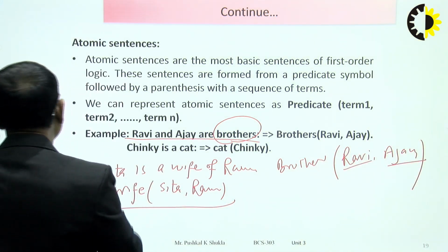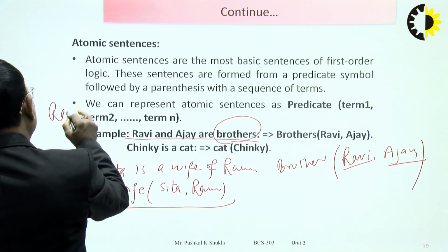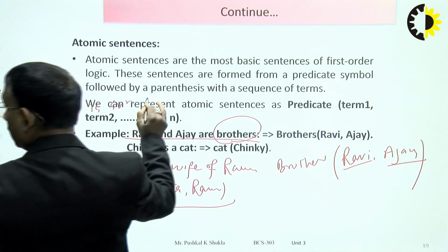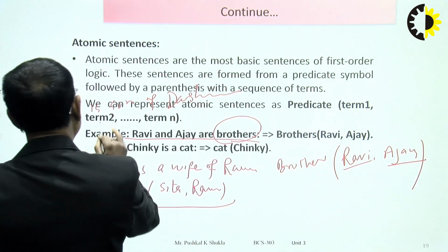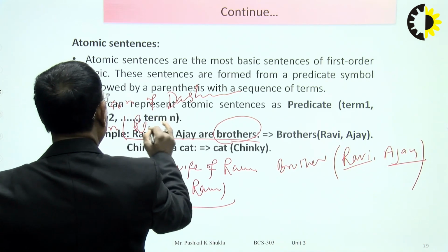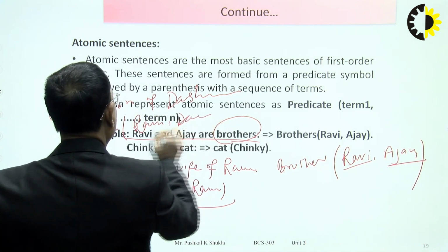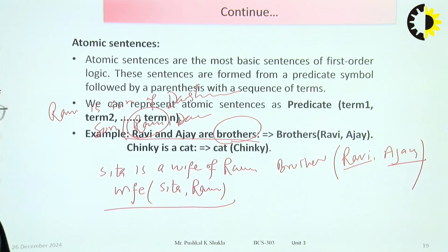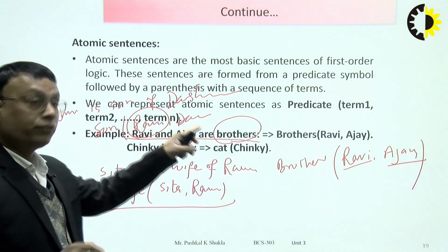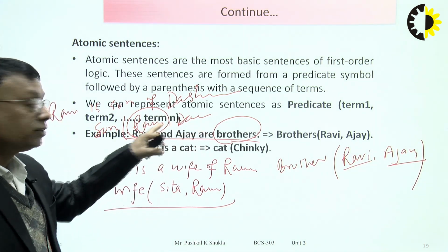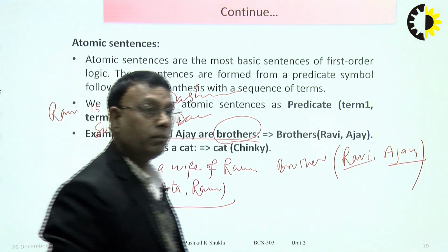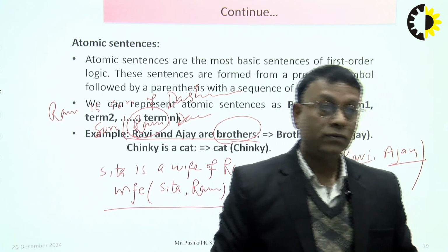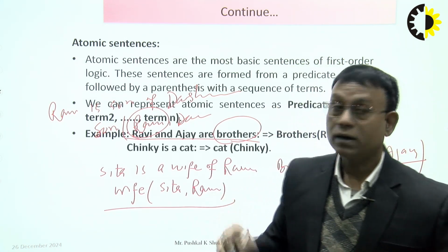For example, Ram is a son of Dashrath. How can we write this? Son(Ram, Dashrath). We can read it as Ram is a son of Dashrath. We cannot change the sequence to Son(Dashrath, Ram). In this way we can represent complex, natural language sentences in predicate logic. Thank you.